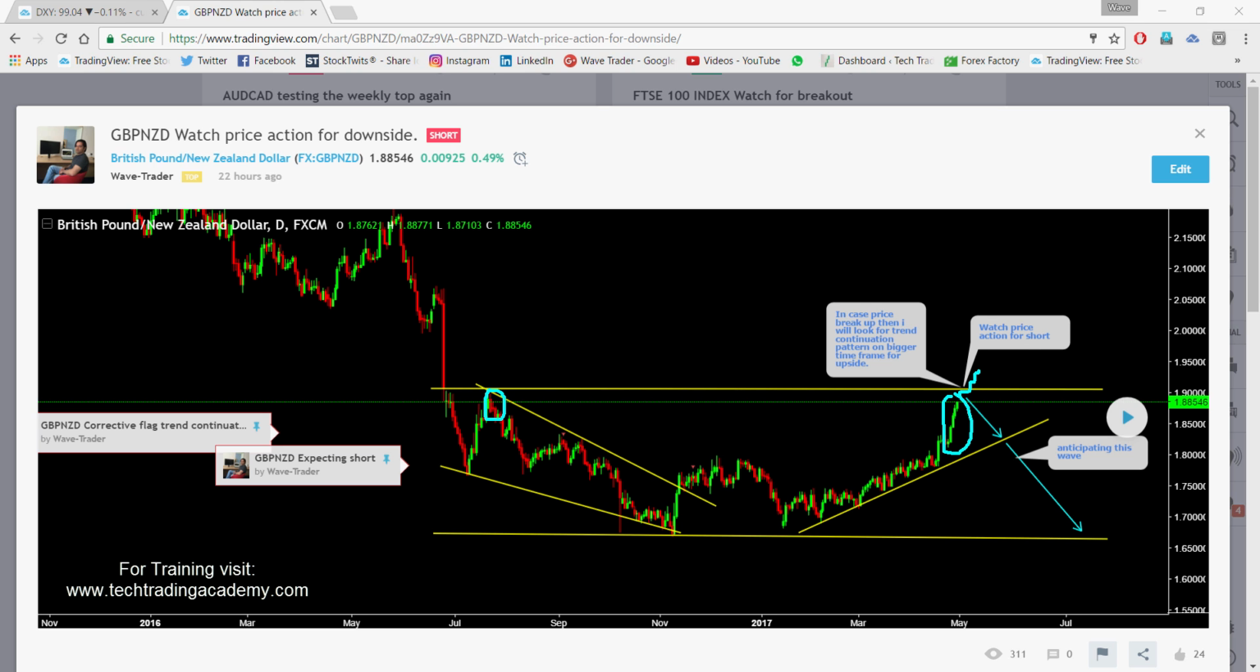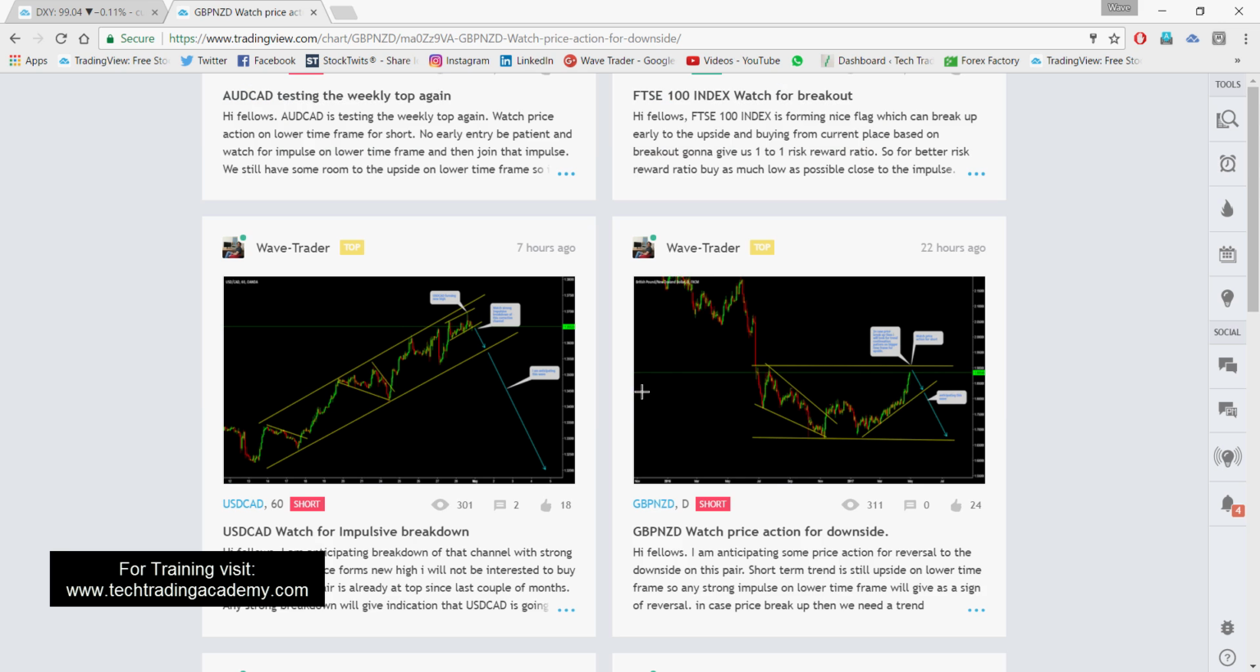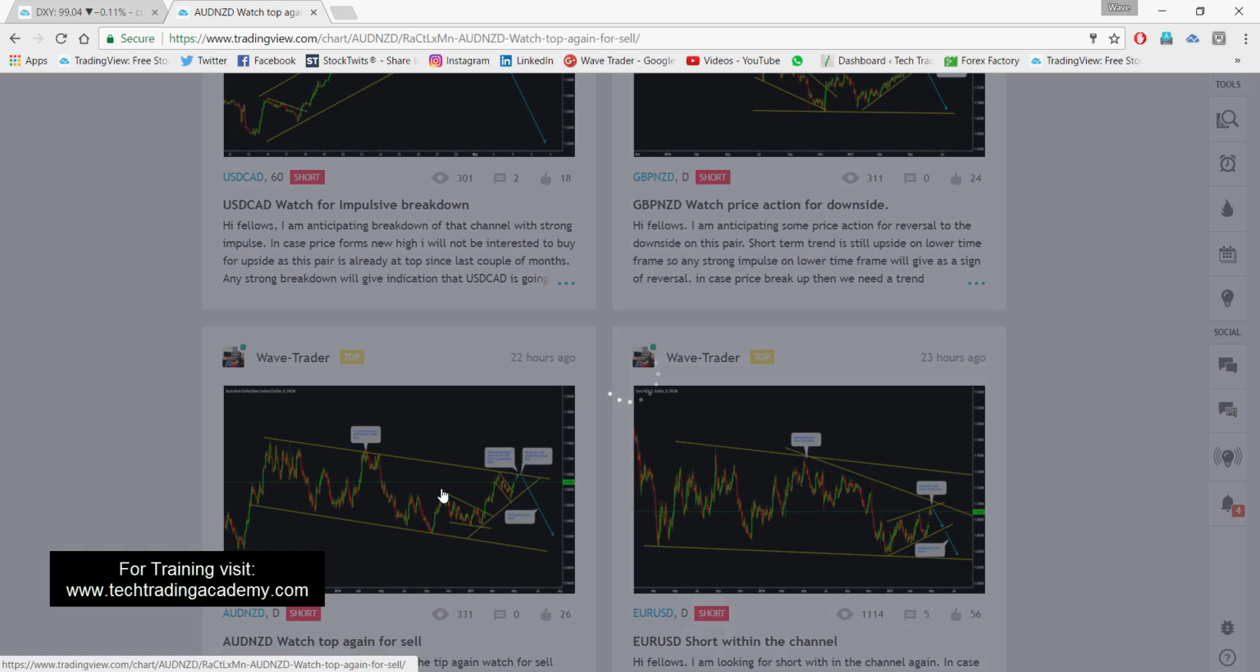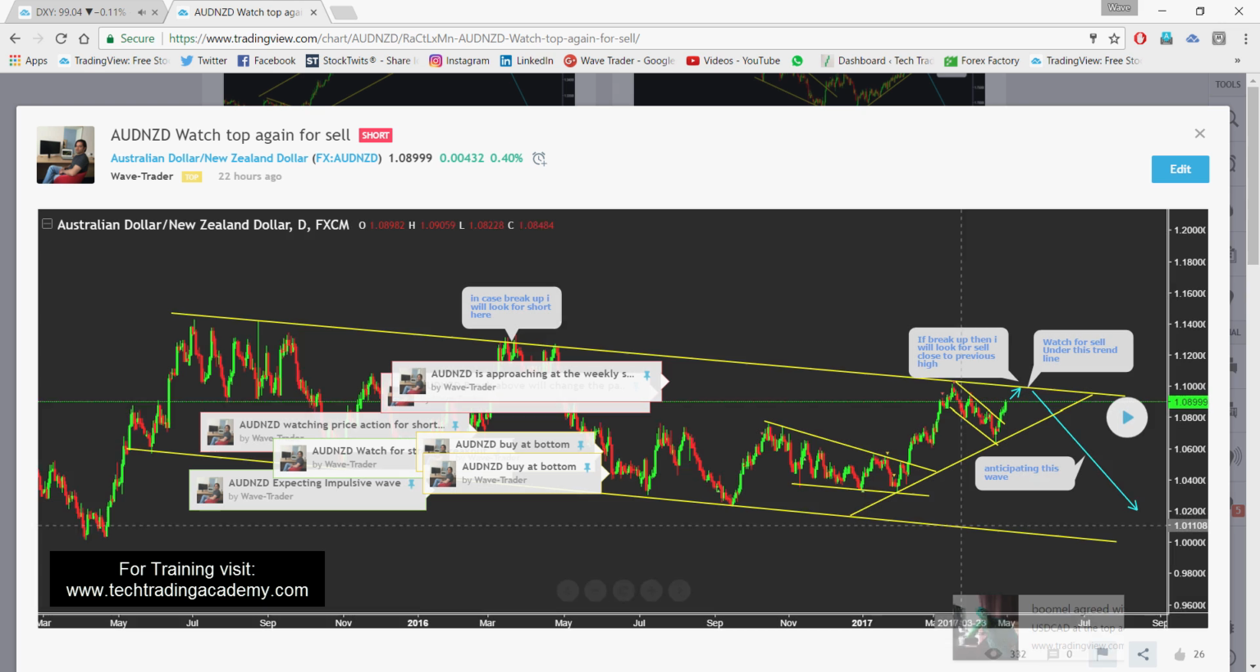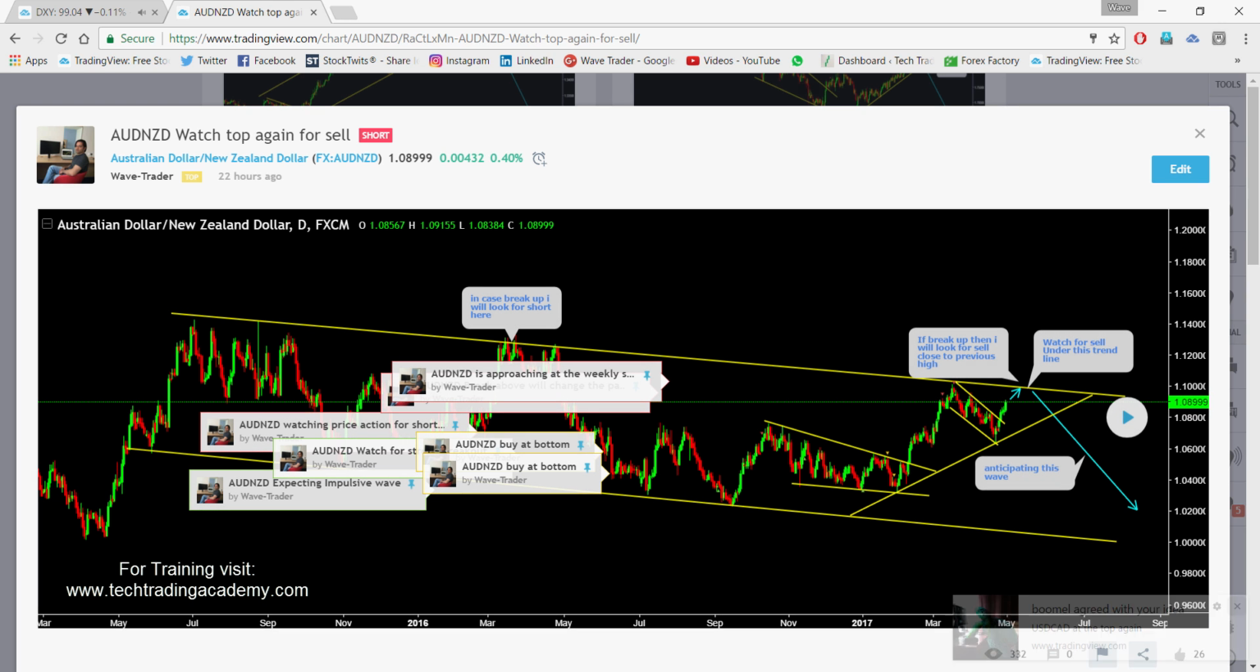All right, so pound New Zealand dollar and Aussie New Zealand dollar. We were selling here before as well from that top. Again we're gonna pay attention at the trend line and we're gonna look for this wave to the downside.